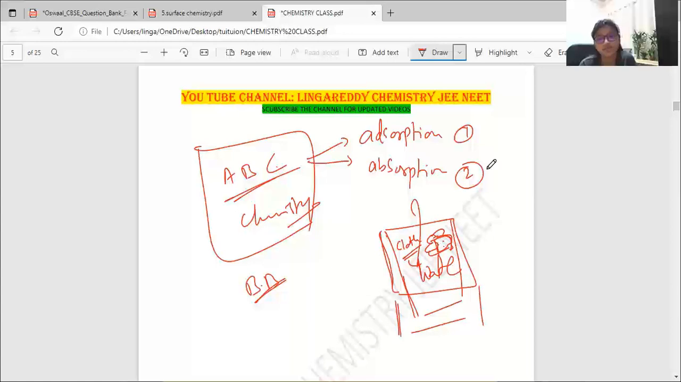Absorption. The second one, no? Second one, yes. So the difference is here: this one is adsorption, and this one is absorption. Absorption means, as we clearly observe in many activities, the cloth or the paper is wetting in the water.